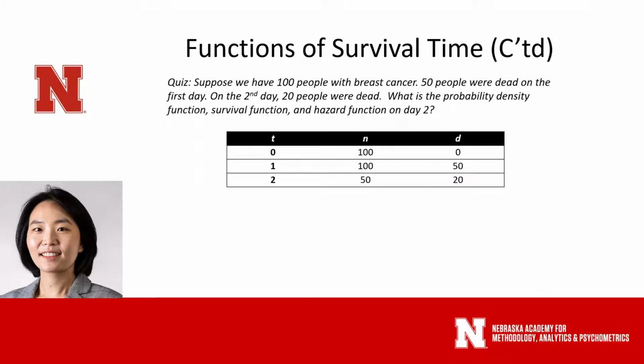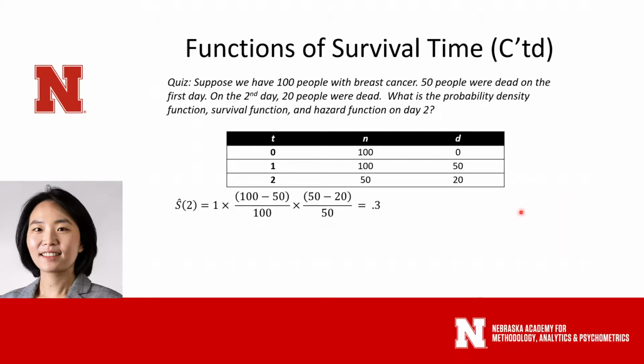To give you a better understanding, here is another example. Let's say we have 100 people with breast cancer. On the first day of our study, 50 people were dead, and on the second day of the study, 20 people were dead. In this case, what are the probability density, survivor probability, and hazard function on the second day?